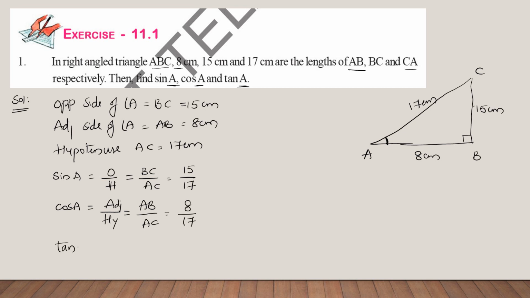Next, moving on to tan A. Tan A is given as opposite side by adjacent side. Here with respect to angle A only we are discussing, right? So what is opposite side to A? It is nothing but BC, and adjacent side to A is AB. Which gives me 15 by 8. So he has asked you to find out sin A, cos A and tan A, and we have found all the three trigonometric ratios, right?